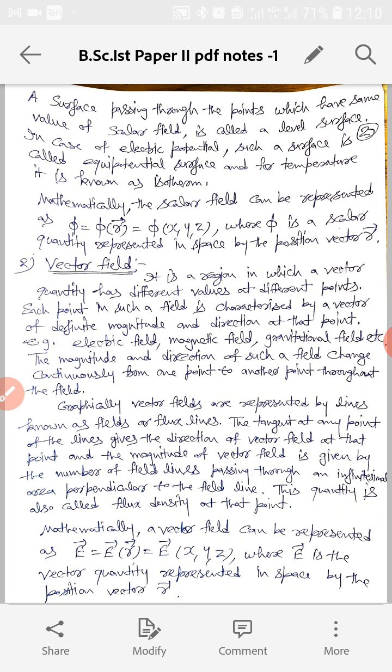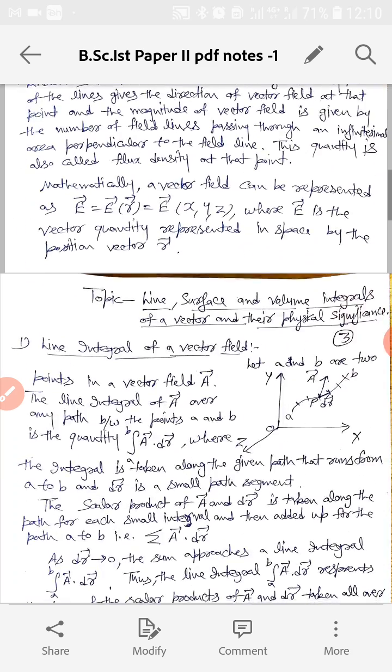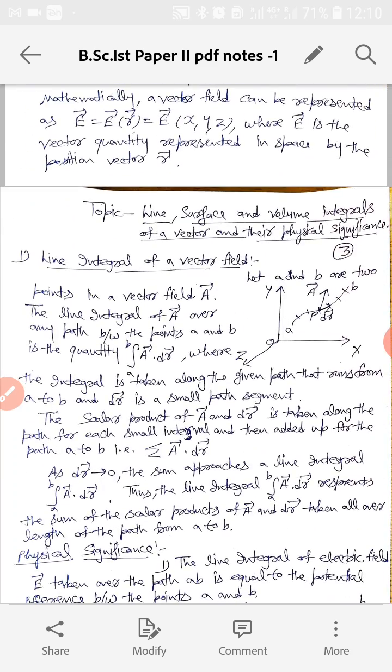Now we move to another topic, which is line, surface and volume integrals of a vector and their physical significance. This topic is again basic and related to this chapter, which we need to understand. So first we will define the line integral of a vector field.